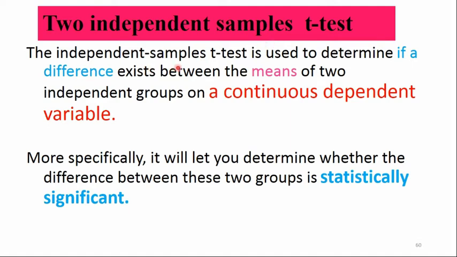The independent samples t-test is used to determine if a difference exists between the means of 2 independent groups on a continuous dependent variable. As in our case, marks is the dependent variable and it is on a continuous scale. More specifically, it will let you determine whether the difference between these 2 groups is statistically significant.